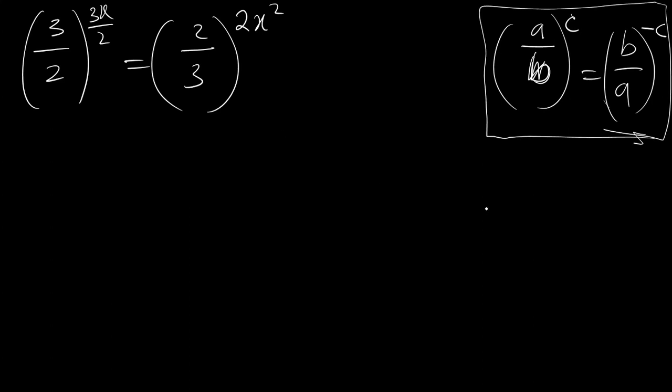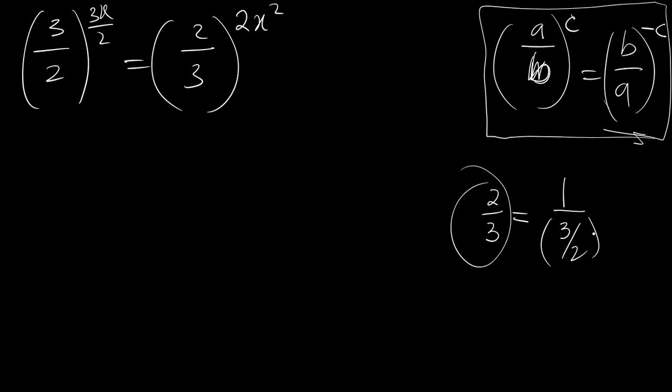Now, you know, if you have 2 all over 3, and then if you say 1 all over 3 all over 2, it's the same thing as this. So how can I prove that it's the same?